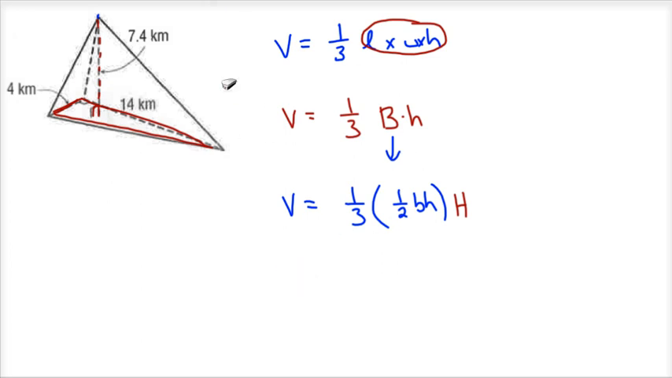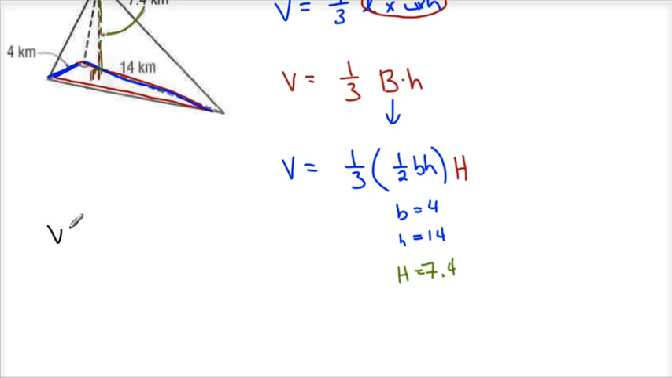So if I just want to make a list for myself, what is the base here? What is the height here? So the base of my triangle here is 4. The height of my triangle here, again, it's the two legs that make the 90-degree angle. It's going to be 14. The height which makes this a volume is here, which is going to be 7.4. So now I have all my missing variables.